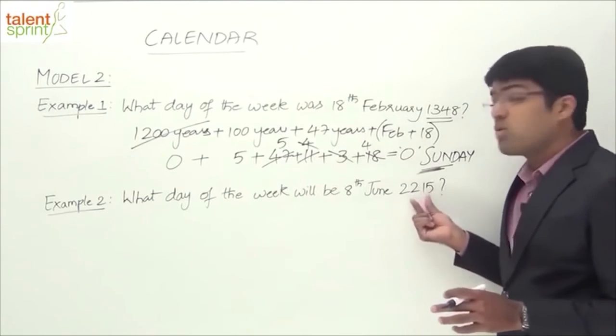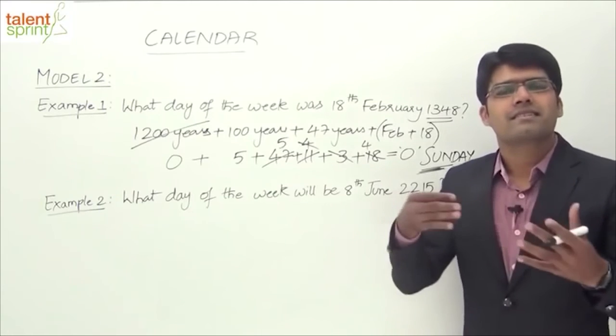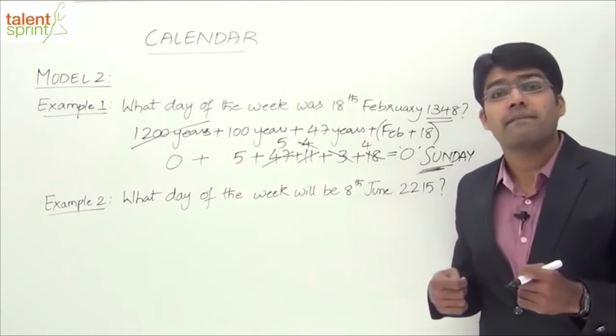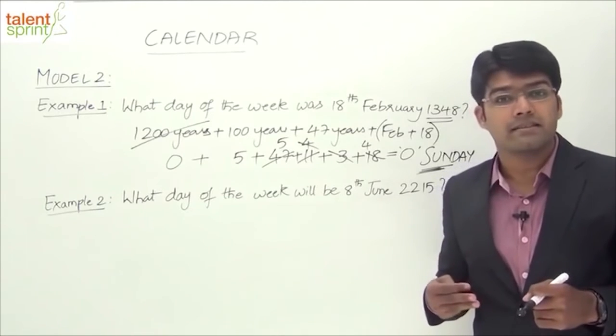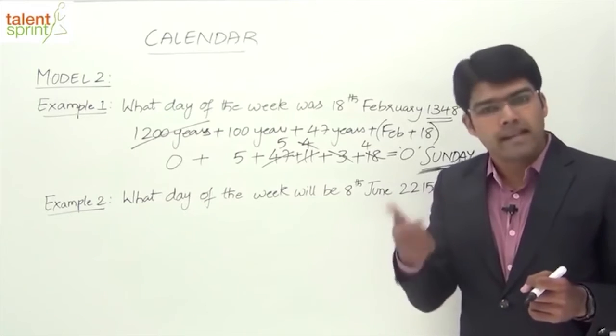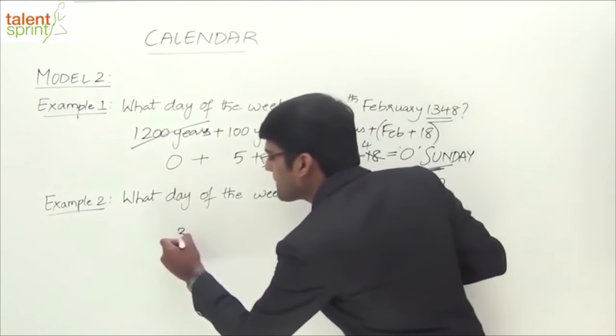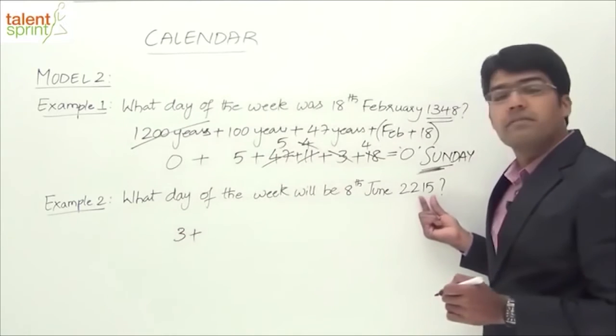Now what is left is 215 years. Out of 215 years, let's consider 200 years. 200 years will have 3 odd days. We have calculated this in the introduction, right? 100 years will have 5 odd days. 200 years will actually have 10 odd days, but 10 odd days can be taken as 3 odd days. So we'll take 3. Then comes the remaining 15 years.